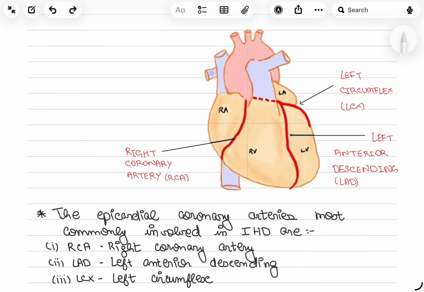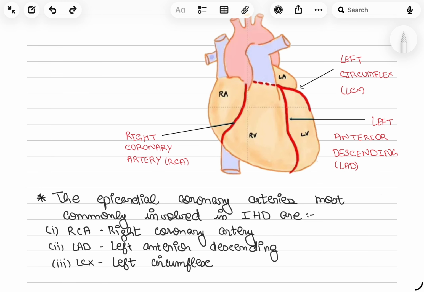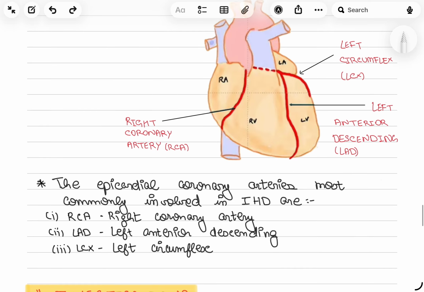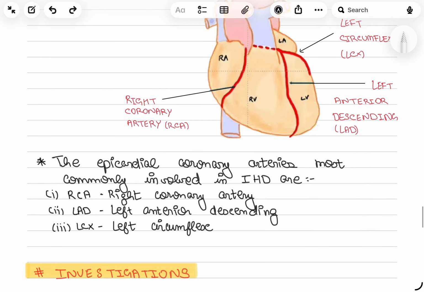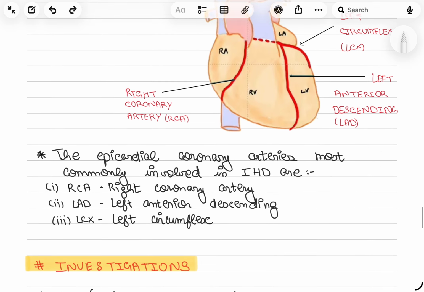So, see, this is the heart, and what are the most common epicardial coronary arteries involved in ischemic heart diseases? They are the right coronary artery, left anterior descending artery, and left circumflex artery. You can appreciate that in the diagram. You can even draw this diagram in the exam.